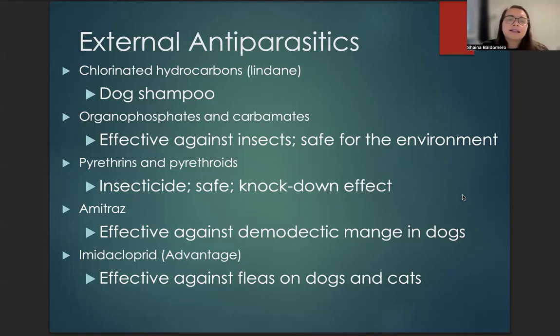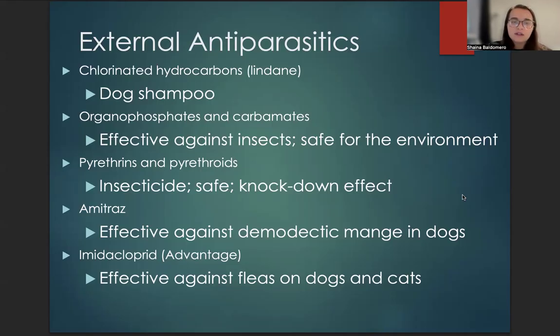Another antiparasitic is amitraz, and that is effective against demodectic mange in dogs. And remember, these are actually tiny mites that cause that mange. We will go over this in a lot more detail in Module 106. If you've taken Module 106 with me, there's an entire PowerPoint dedicated to parasites and treatments and diagnostic tests that we run. So you will learn more, especially about demodectic mange, in that specific module. That's diagnostic imaging and testing.